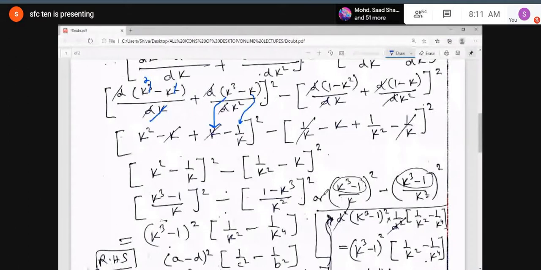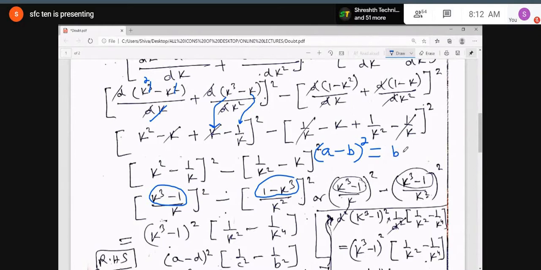Now that means we can write (k cube minus 1) upon k whole square, as the first bracket is already same, and in the second bracket I have just interchanged the position. Instead of 1 minus k cube I have written (k cube minus 1) whole square, because we can interchange the position since it is in the form of a perfect square, like (a minus b) whole square or (b minus a) whole square are same. I have done it so that I can take the term k cube minus 1 common.